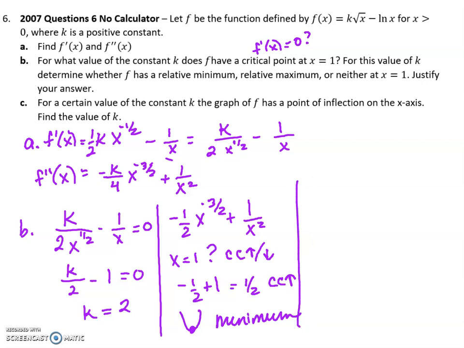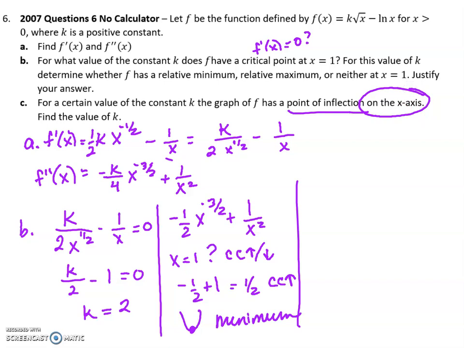All right, for part C, I want, for a certain value of k, the graph has a point of inflection. Find the value of k. Well, a point of inflection would mean that the second derivative is equal to 0. So that's what I'm going to do. I'm going to find where I have a point of inflection. And this is important: the point of inflection is on the x-axis.